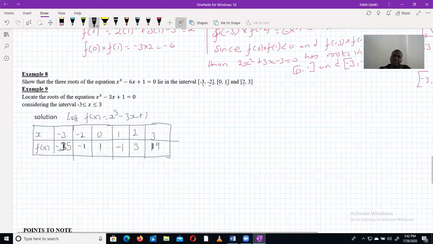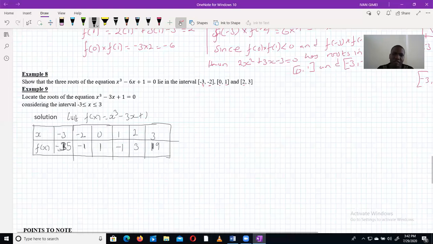This is negative 2. When I put it, it becomes negative 8. Then plus 6. This is correct. When I put 1, that becomes 1 minus 3, negative 2 plus 1, negative 1. 2, this is 8. 8 minus 6, 2, 3. When I put 3, this is 27 minus 9, 18 plus 1, 19.